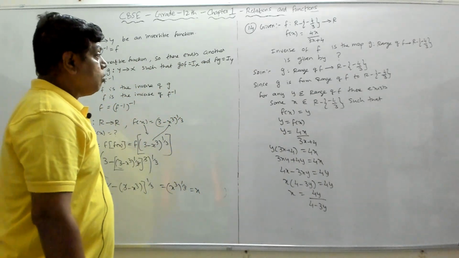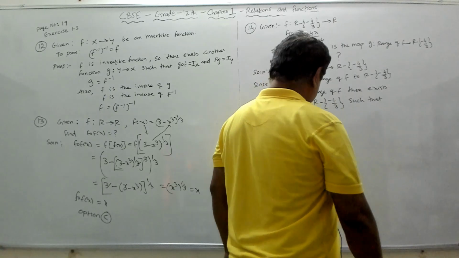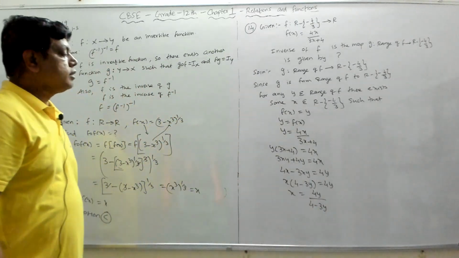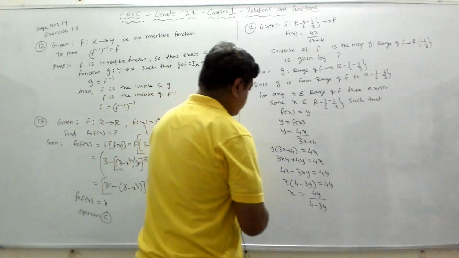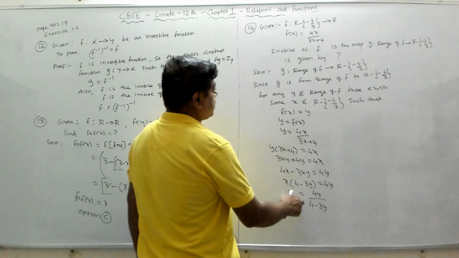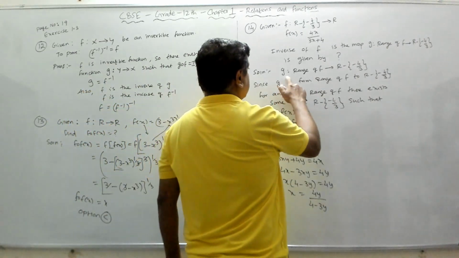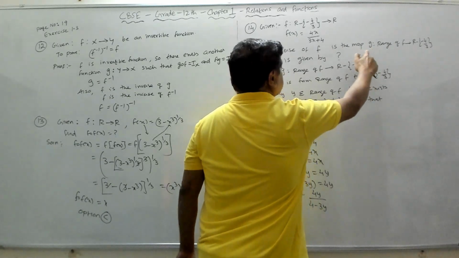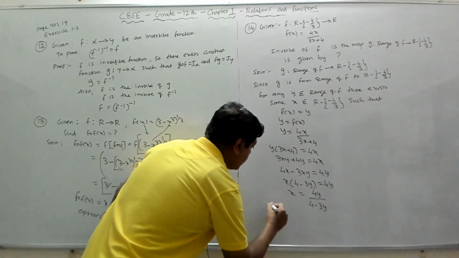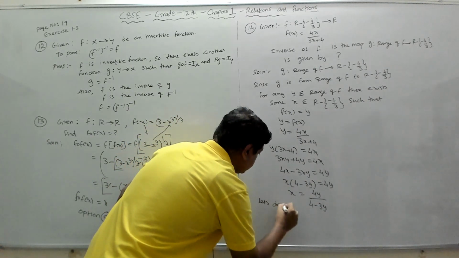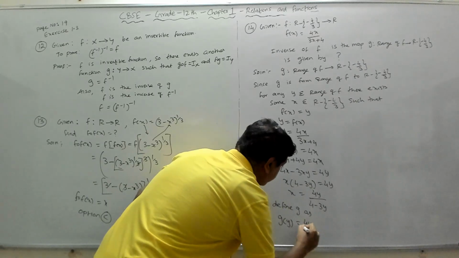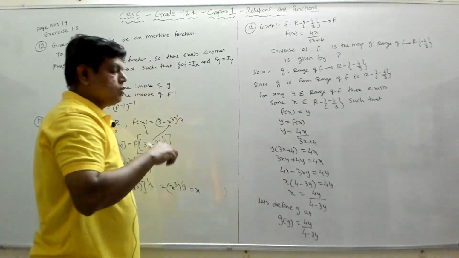Fine. Now we have x equal to 4y/(4 - 3y). Now if we define this as g, we need to find the map of g, which means the definition of g. Once you write x in terms of y, we define g as g(y) = 4y/(4 - 3y).